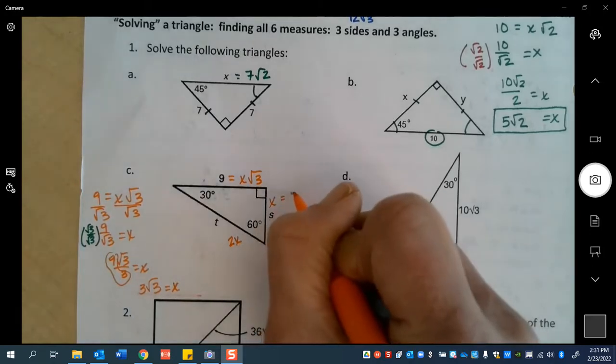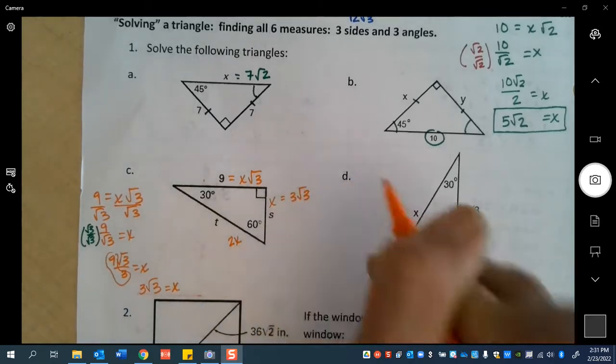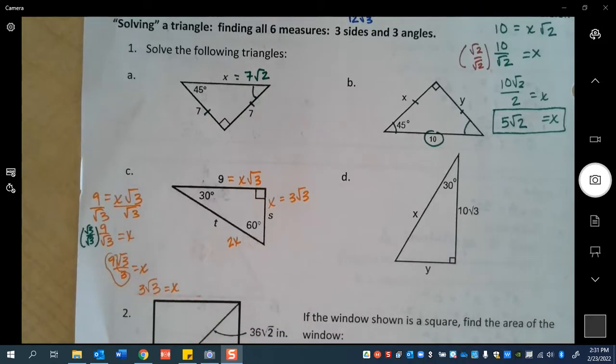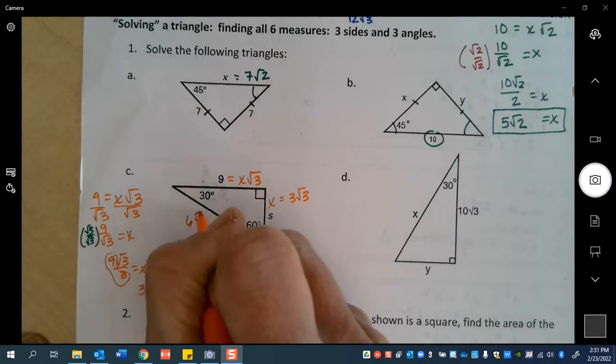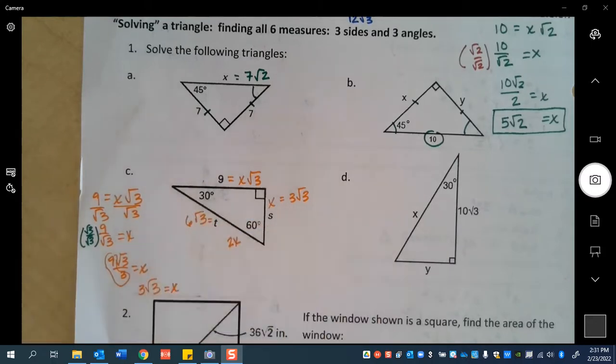So if x is equal to 3 times the square root of 3, how do I double that? If you have 3 roots of 3 and I have 3 roots of 3, what do we have together? 6 roots of 3. It's going to be equal to 6 roots of 3.